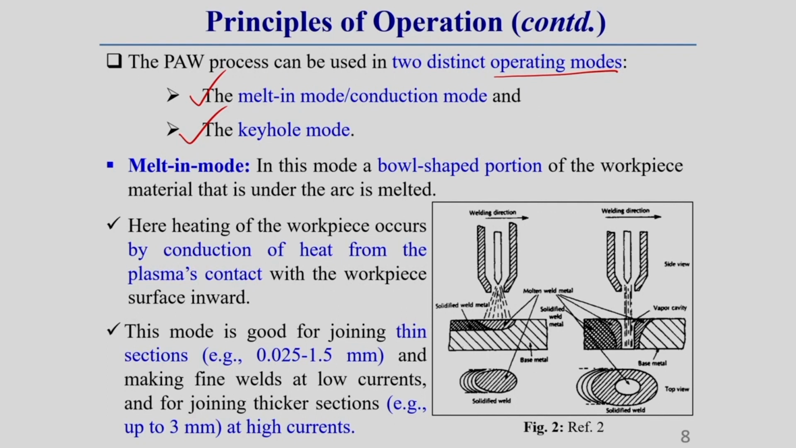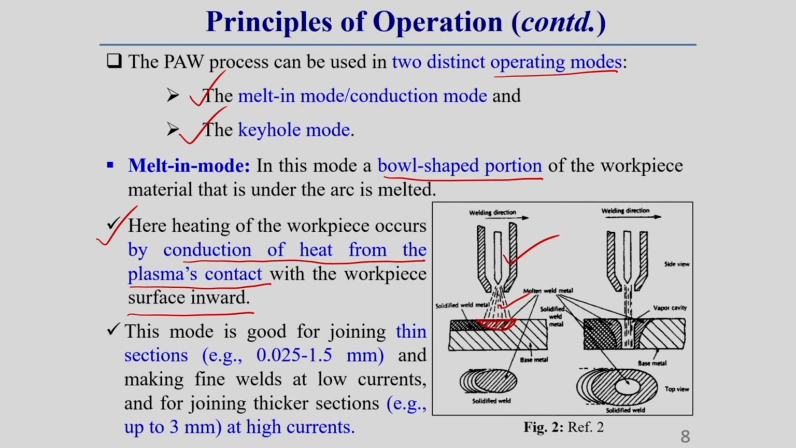Melt-in mode means, in this melt-in mode, this first figure represents the melt-in mode. Here a bowl shaped portion of the workpiece material is melted under the arc. You see this is the arc, and below this arc the portion of base material is melted, the workpiece material melted here. Here the heating of the material is done by conduction of heat from this arc to the workpiece, which I have written here. The heating of the workpiece occurs by conduction of heat from the plasma contact with the workpiece surface inward.